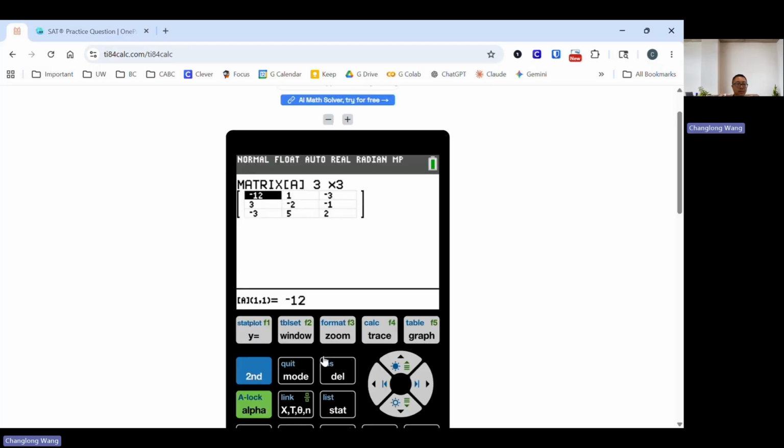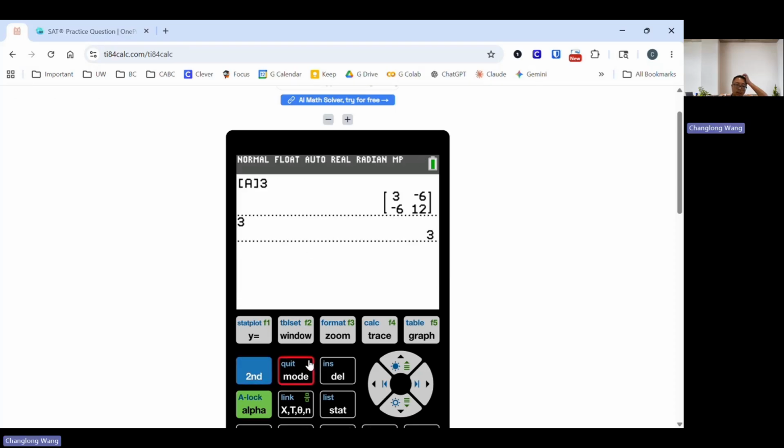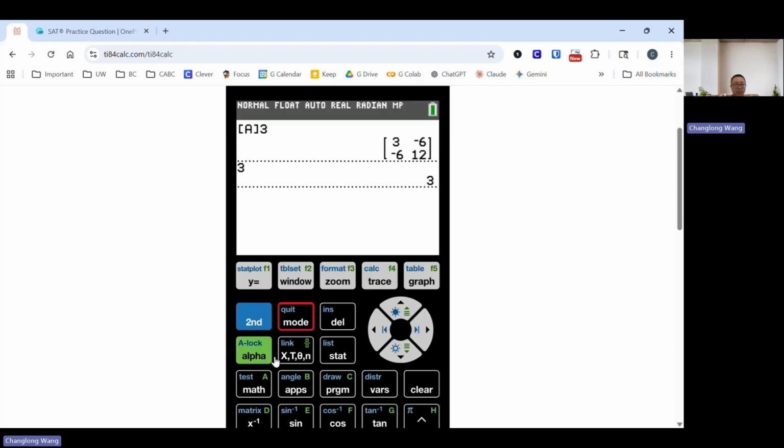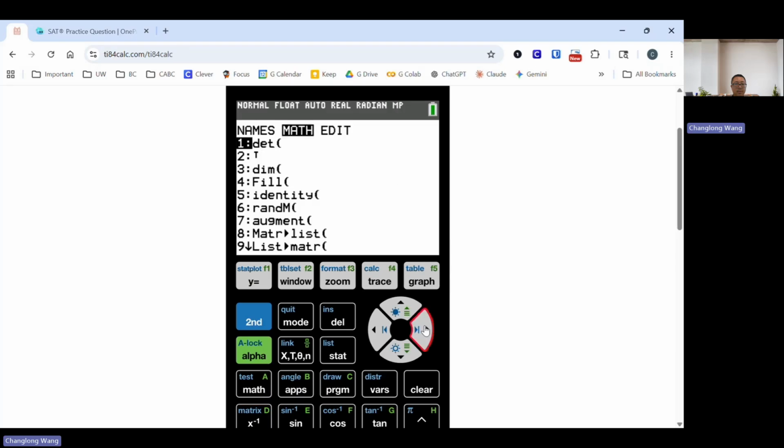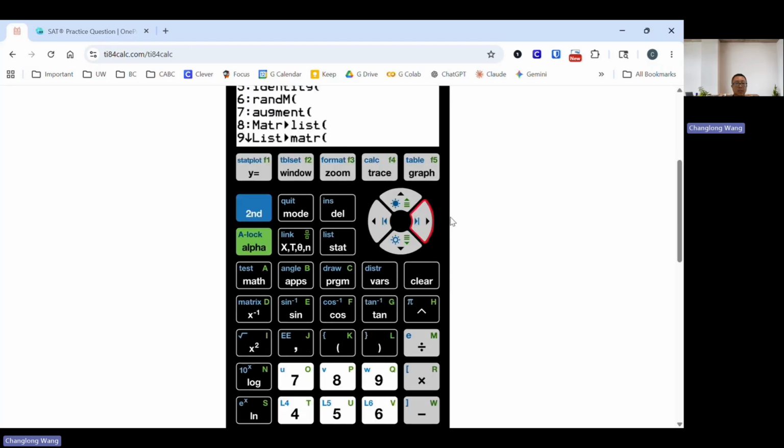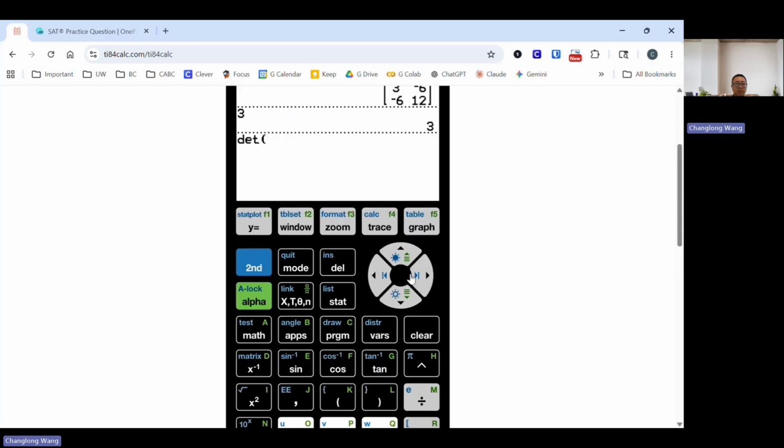So once you have the matrices stored in the calculator, again, second quit. So now let's call down the determinant. Second matrix, go to math, and the first option is determinant, DET. Hit enter. All right, so put in the matrix D.